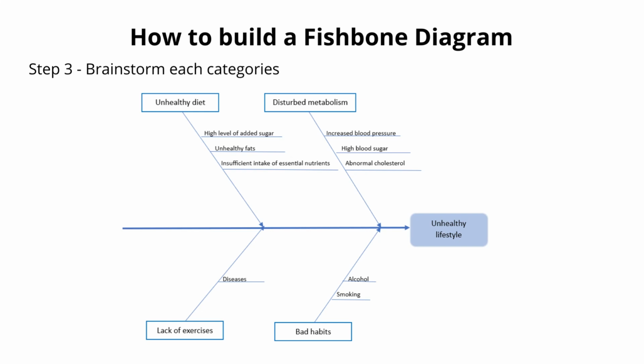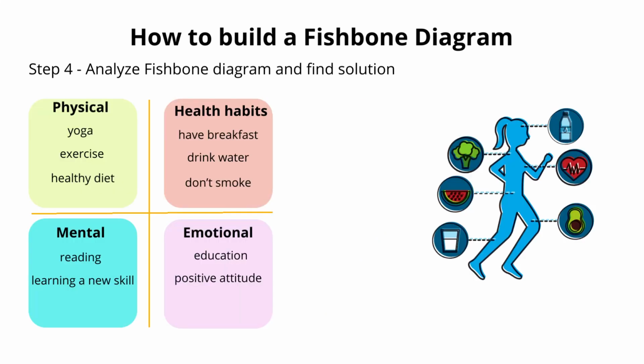We identify 4 areas for improvement, such as the physical, for example, yoga, exercise, healthy diet, healthy habits, such as breakfast, drink water, don't smoke; mental, reading and learning new skills; and emotional, education and positive attitude.